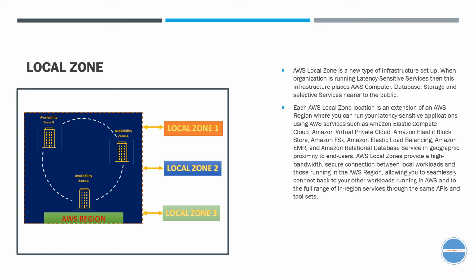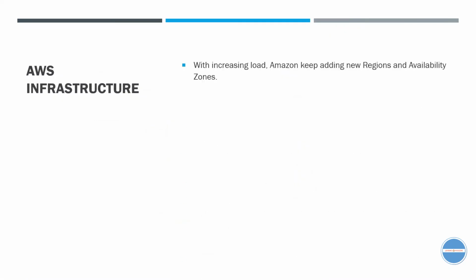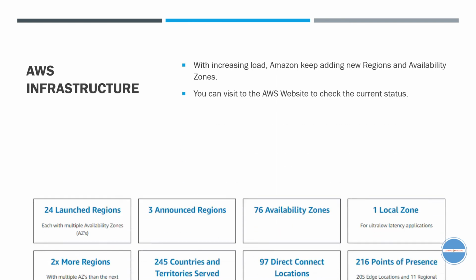To understand this, let's take an example of Netflix, which uses AWS. You will find different content featuring in different countries. This is possible with this new structure. Examples of services for end users are media and entertainment content creation, real-time gaming, reservoir simulations, electronic design automation, and machine learning. With increasing load, Amazon keeps adding new regions and availability zones. You can visit the AWS website to check the status.